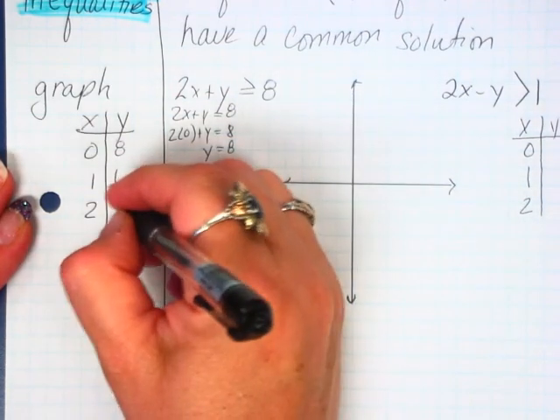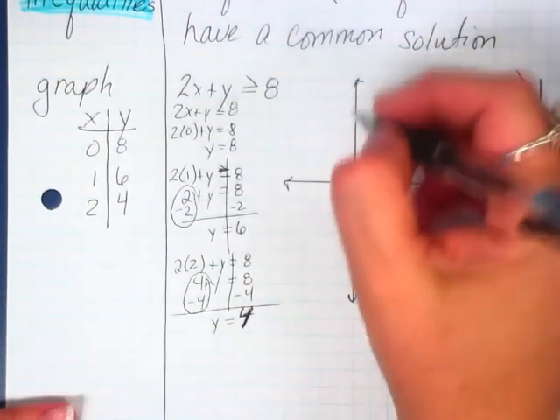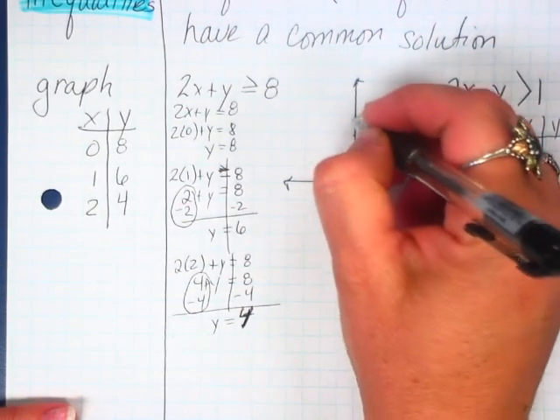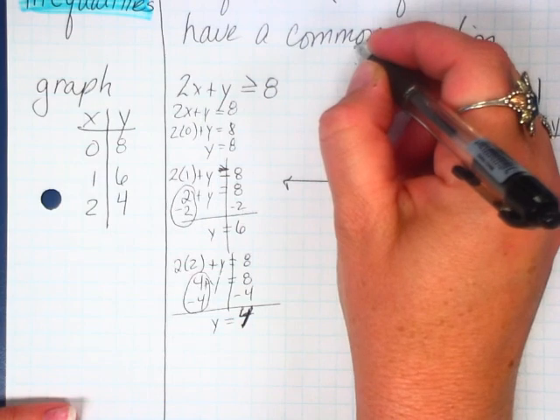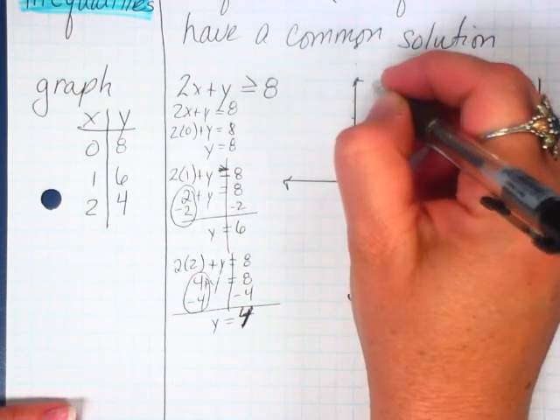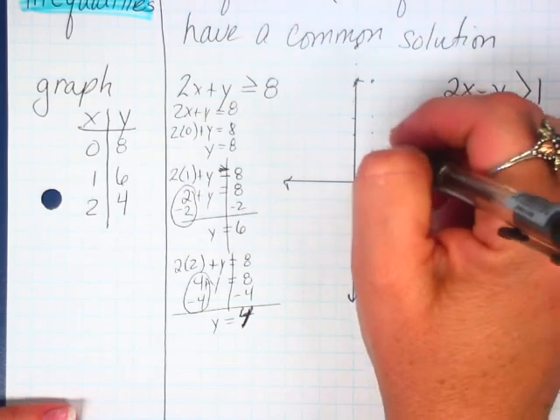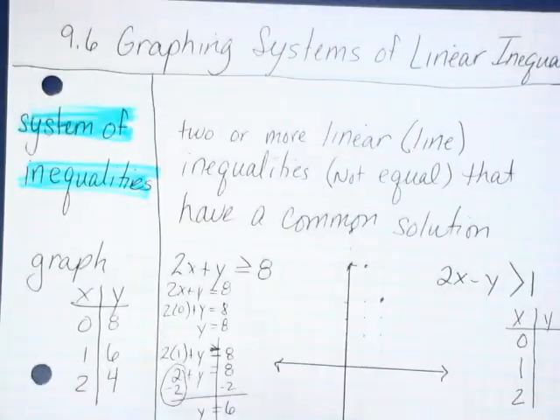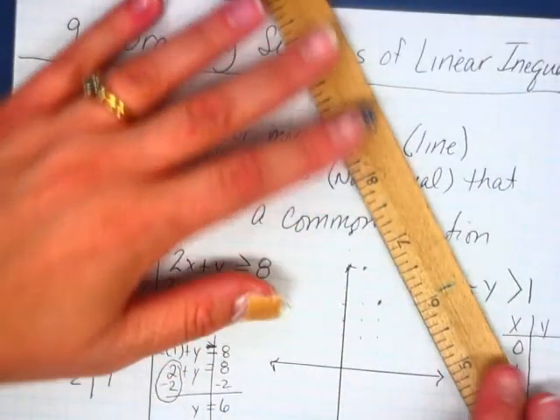All right, so let's go ahead and graph that one. 0, 8. 1, 6. And 2, 4. There is an equal sign, so I know I need a solid line.